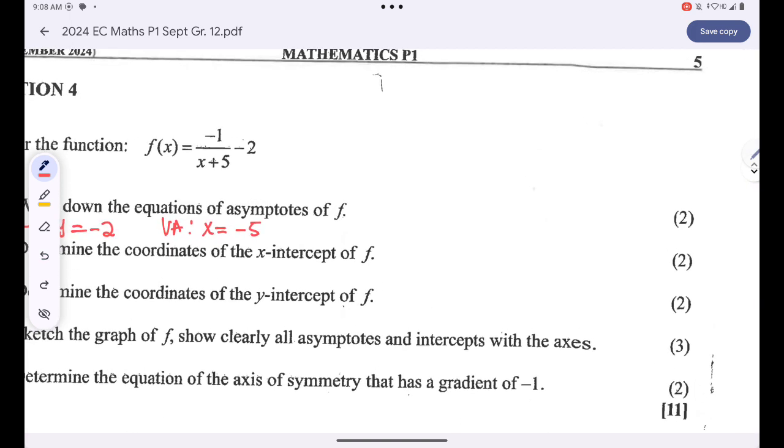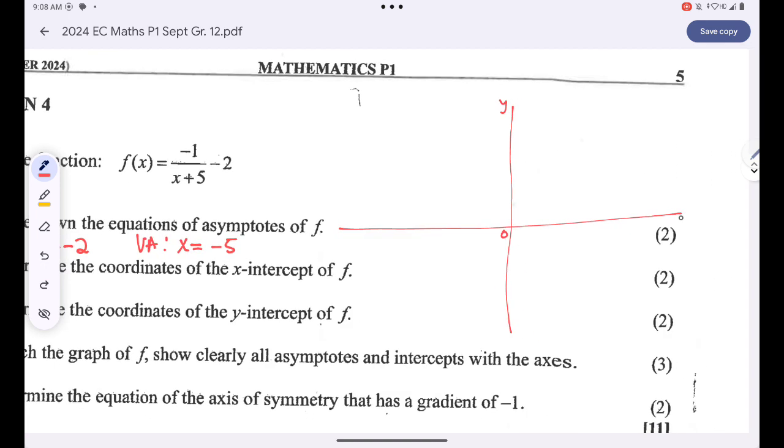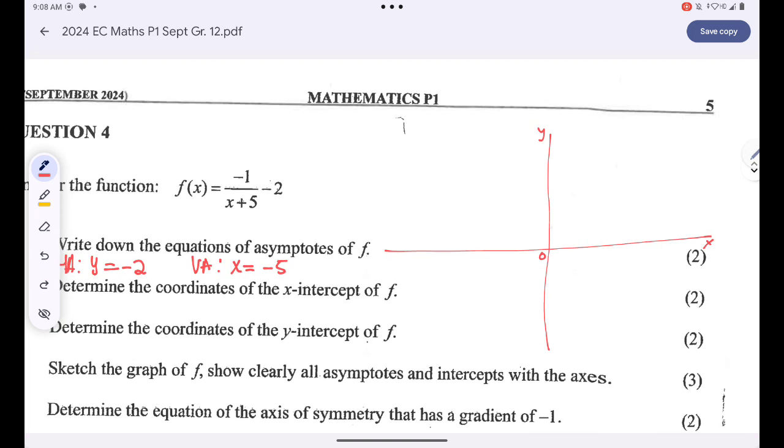So if we were to draw our graph, it was going to look like this. We have y, 0, and then the x-axis over there, right? Since I have my asymptotes at x is equal to negative 5, this will be my vertical asymptote when x is equal to negative 5. And for my horizontal asymptote, it's over there when y is equal to negative 2.